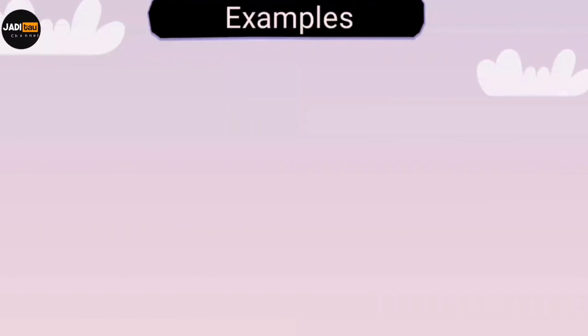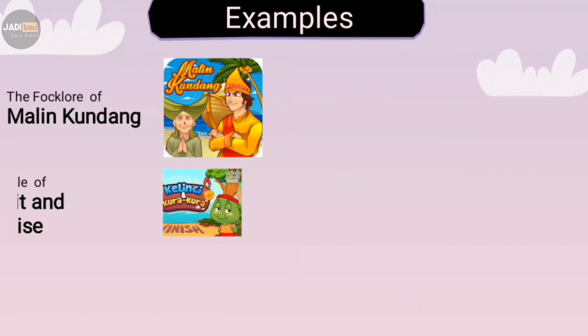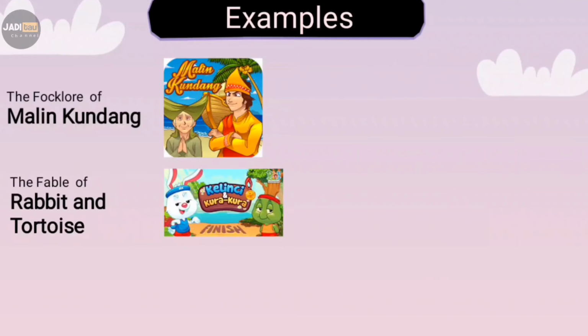Here are the examples of narrative text. The folklore of Malin Kundang, cerita rakyat tentang Malin Kundang. The fable of Rabbit and Tortoise, cerita tentang kelinci dan kura-kura.